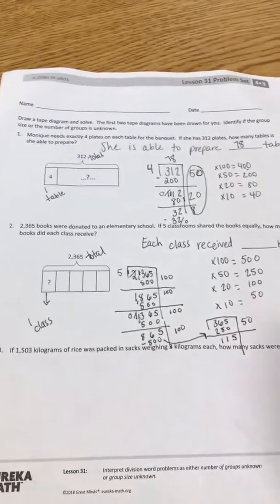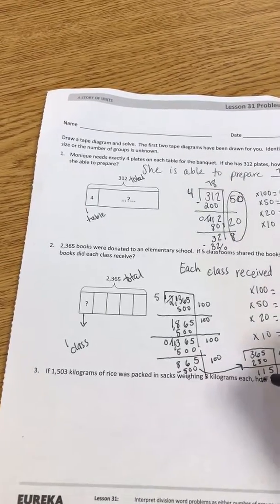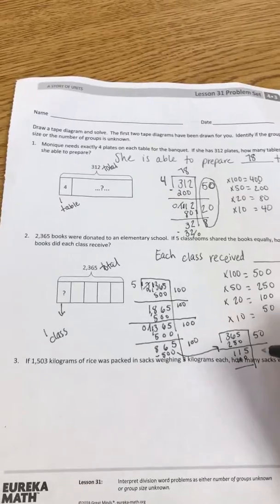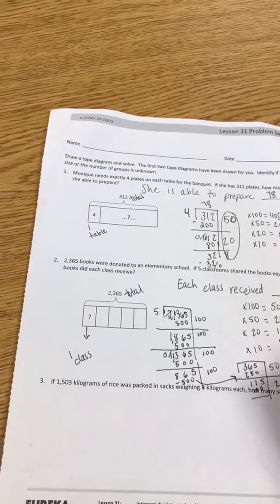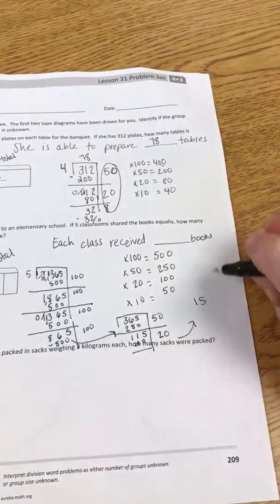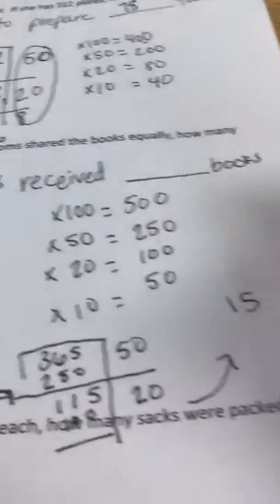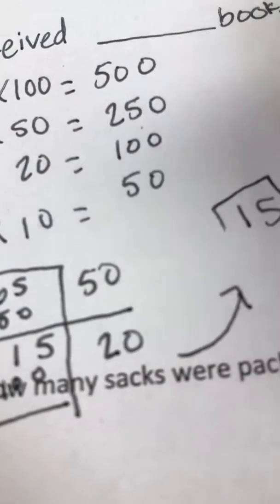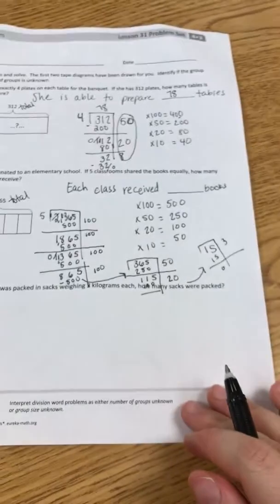Okay, the closest thing to 115 is going to be 100. How did I get that? Multiplied it by 20. I'm going to have 15 left over. I should know that 5 times 3 will get me exactly 15. So I have a remainder of 0.